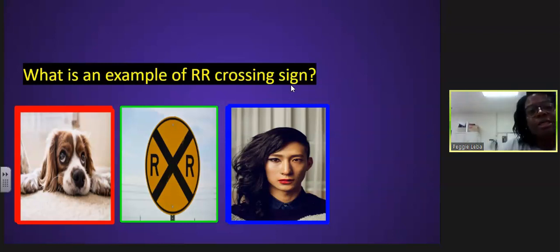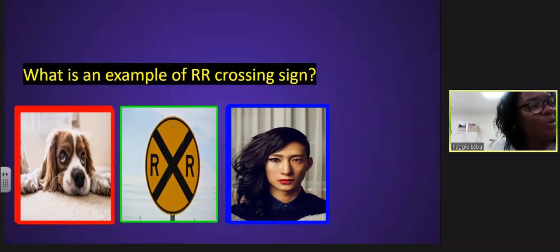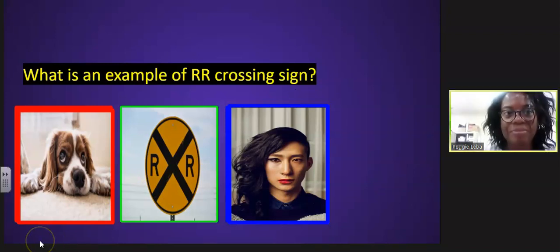The first question is, and I need my yes, no cards, and I don't have my yes, no cards in front of me. So, okay. The question is, what is an example of a railroad crossing sign? Is it a dog, a big circle with an X in the middle with two R's, or is it a woman?